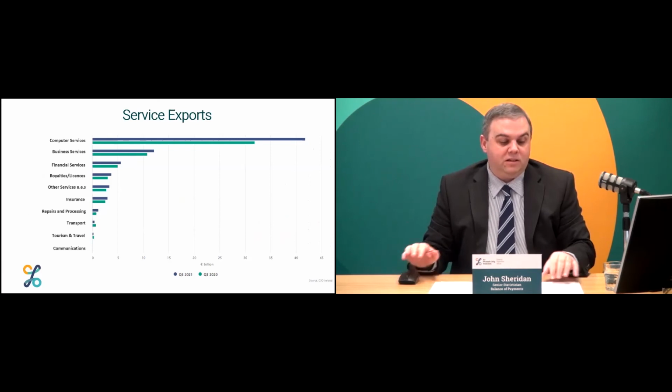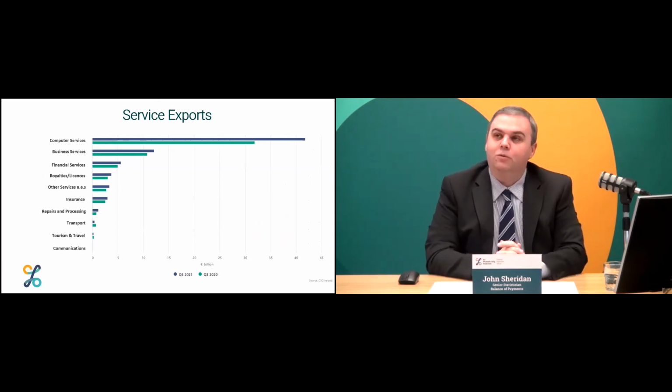Looking at the service side, we can see an overall increase compared to the same quarter last year of 13.6 billion. And this is largely driven by the increase of computer services of 9.9 billion. Business services have also increased by 1.3 billion. And within this, we see decreases in operational leasing exports of 170 million. So we can see that the increase in exports is largely driven by the increase in computer services exports.